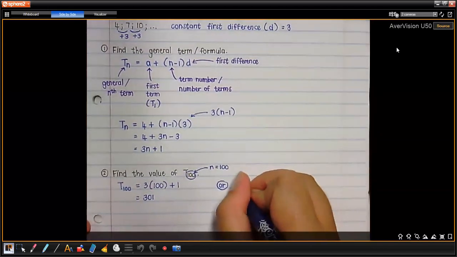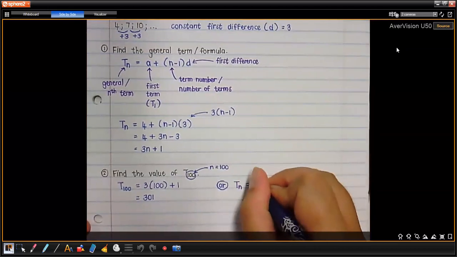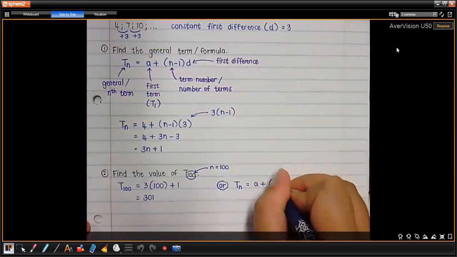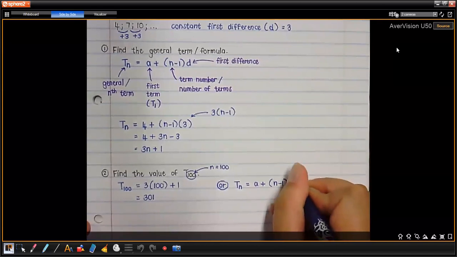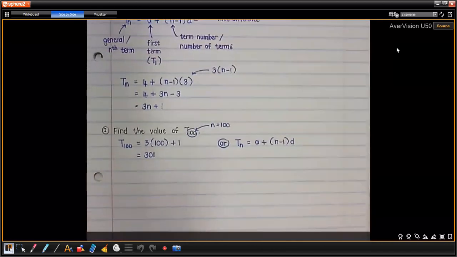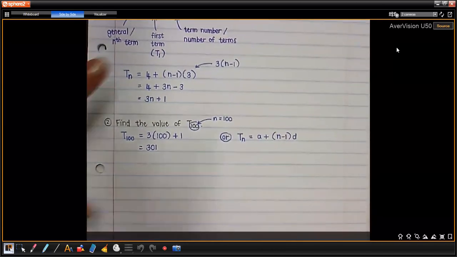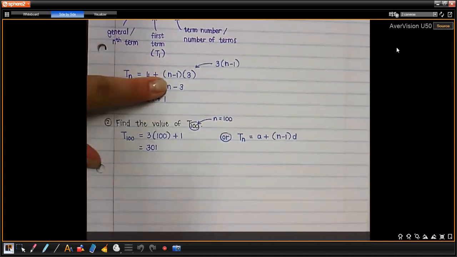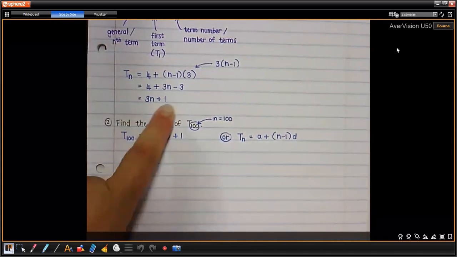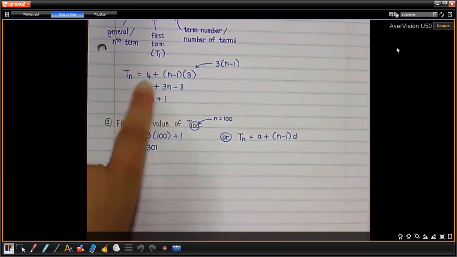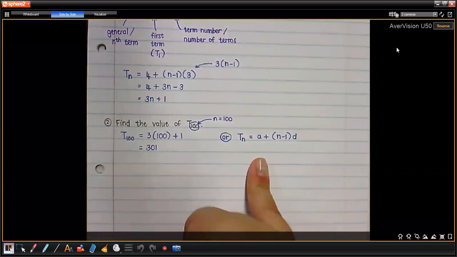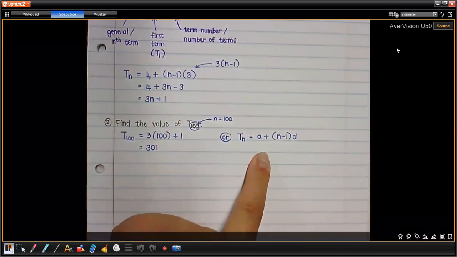But you can also just use the basic formula a plus n minus 1 d and substitute all your values in from there. This is if you didn't do this thing, if you didn't have your 3n plus 1. Even if you did have your 3n plus 1, you can still use this method. I'm just showing you another method.